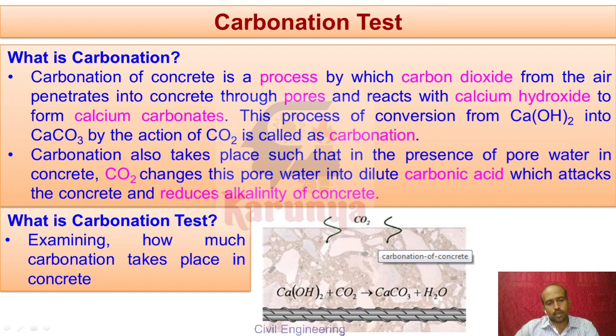So this is one process. Another process is that carbonation also takes place in the presence of pore water in concrete: CO2 changes this pore water into dilute carbonic acid, which attacks the concrete and reduces its alkalinity. So Ca(OH)2 is converted into CaCO3, and the pore water present in the concrete is also converted into dilute carbonic acid through CO2. This process is also called carbonation.